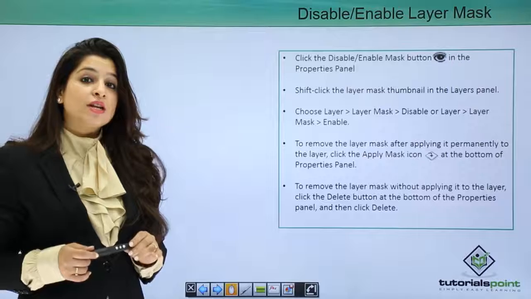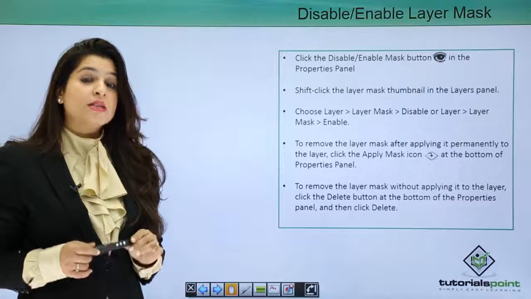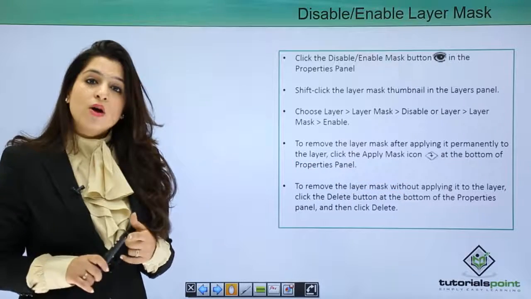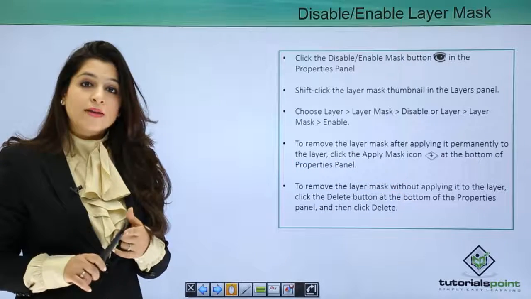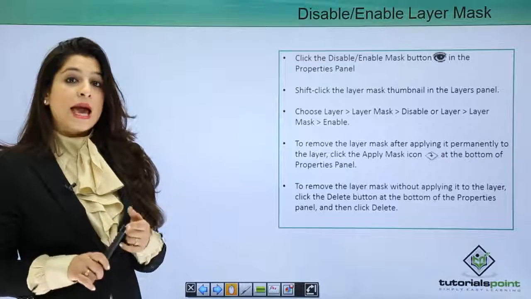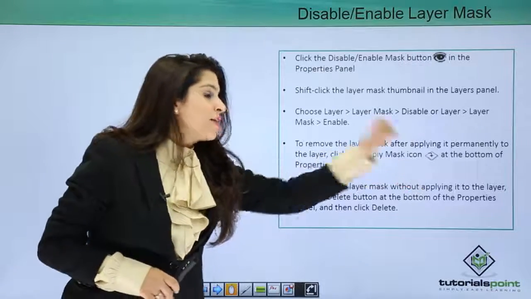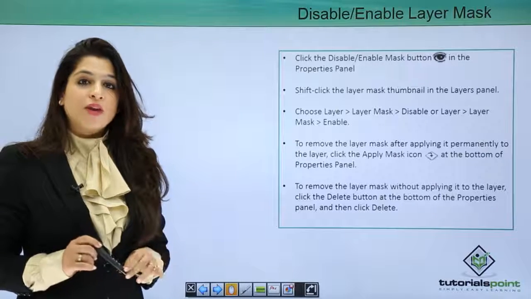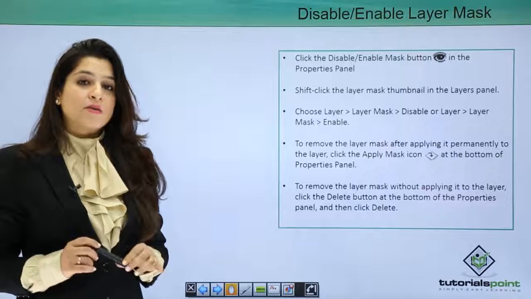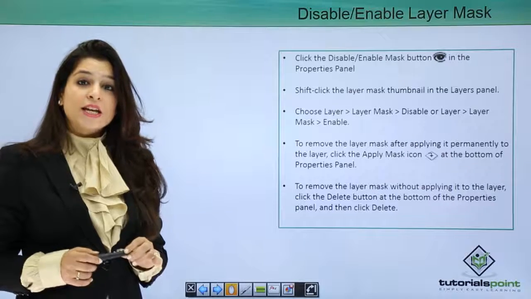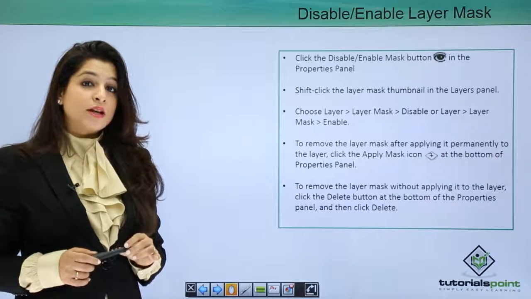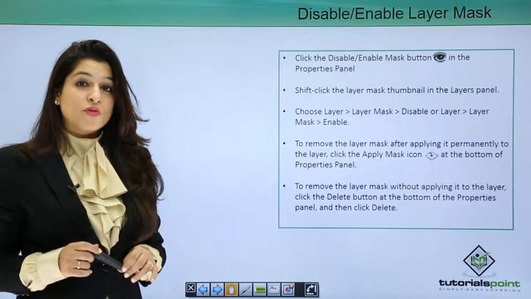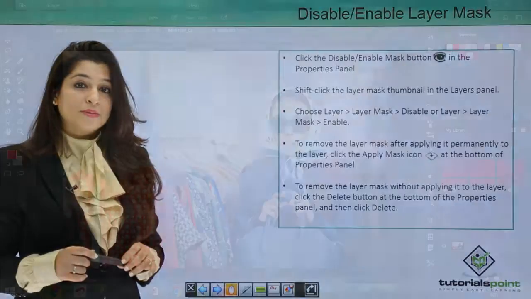But if you want to delete your layer mask after applying, that means after applying the effect, then you click here. So if you want that effect of the layer mask to be applied, and then delete, then you click here. And if you want the layer mask to be completely deleted without applying the layer mask, you can simply click the delete button in the properties panel of the layers. So let's move into Photoshop and see how it happens.